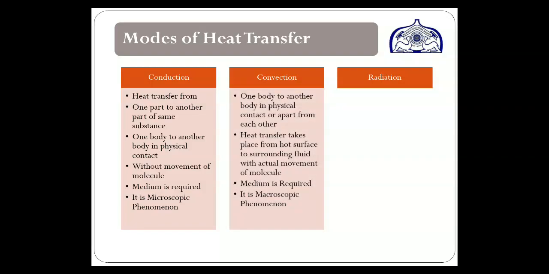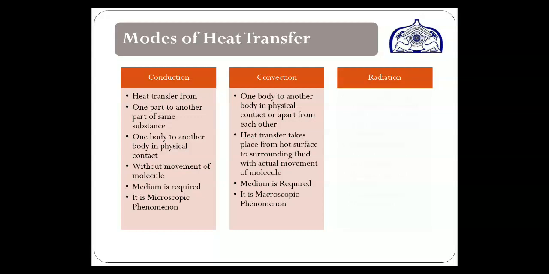Convection is the mode of heat transfer in which heat is transferred from one body to another body in physical contact or apart from each other. Heat transfer takes place from hot surface to surrounding fluid with actual movement of molecules. So here actual movement of the molecule takes place. In this, medium is required. It may be liquid or solid or gaseous. It is a macroscopic phenomenon. That means we can see it with our naked eyes. The phenomenon can be seen by naked eyes.